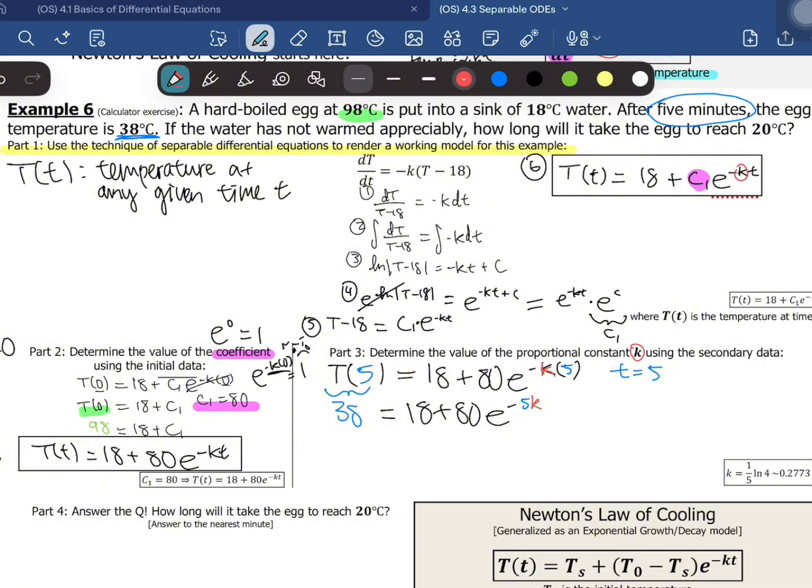Now I'm just going to move the 18 over to the other side. So I'm left with 20 equals 80 e to the negative 5k. I am going to divide by 80 on both sides. So this reduces to 1/4. I get 1/4 equals e to the negative 5k.